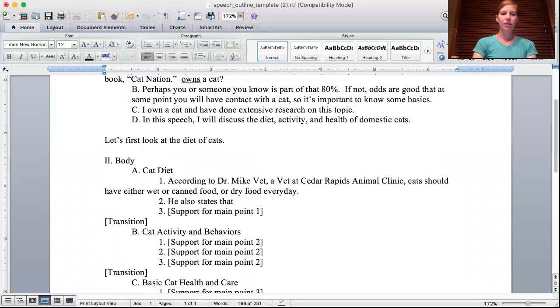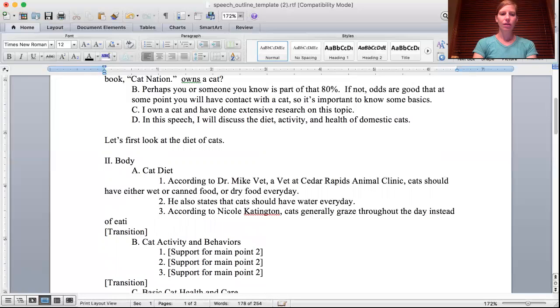He also states that cats should have water every day. And we'll say, maybe we'll use a different citation for this one. According to Nicole Cattington, that's a good name. To Nicole Cattington, cats generally graze throughout the day instead of eating meals at set times. Okay, let me fix the indent on that.